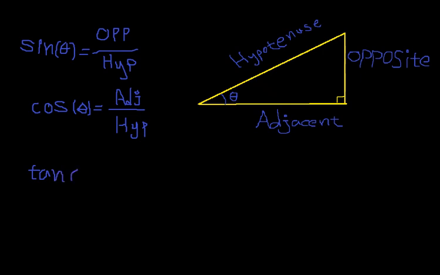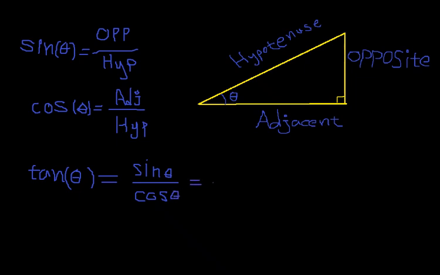Tangent of, again, theta. So what is our theta? This is our theta. So tangent of theta, let me use parentheses here also, is defined as sine theta over cos theta. Let me write it sine theta divided by cos of theta.